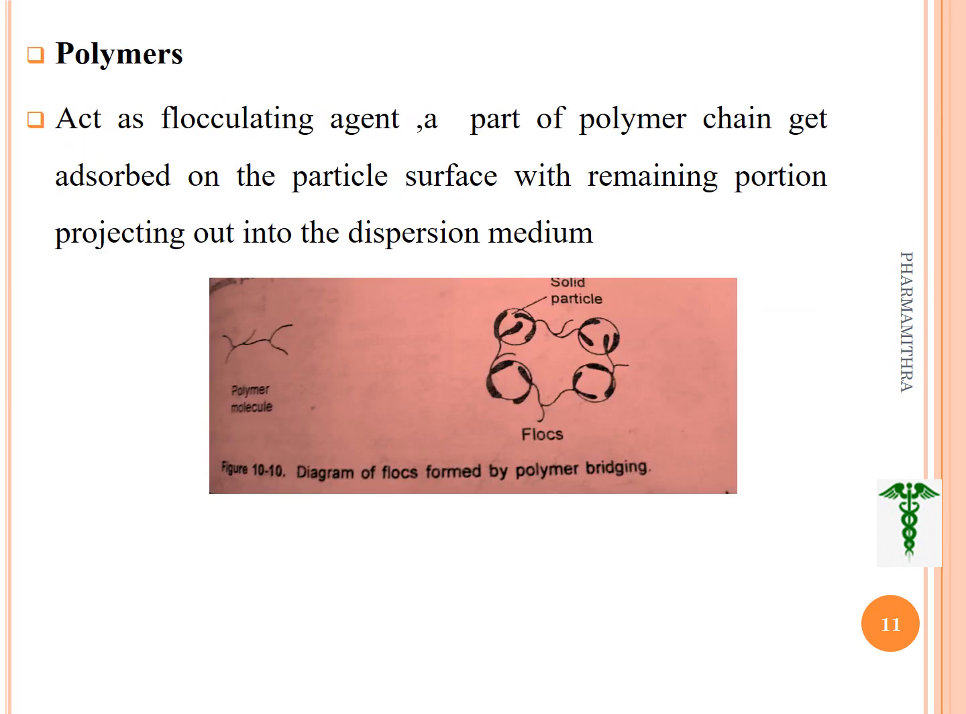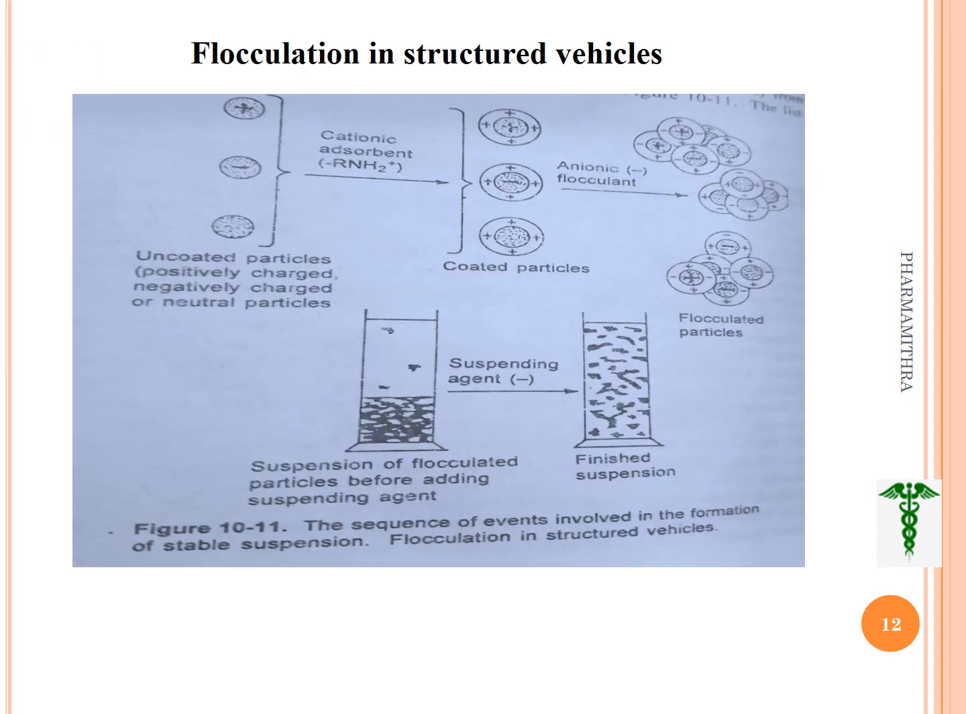And the third example for flocculating agent is polymers. The polymers also act as flocculating agent. The polymer chain gets adsorbed on the particle surface and it will project out into the dispersion medium. So these are the various flocculating agents.